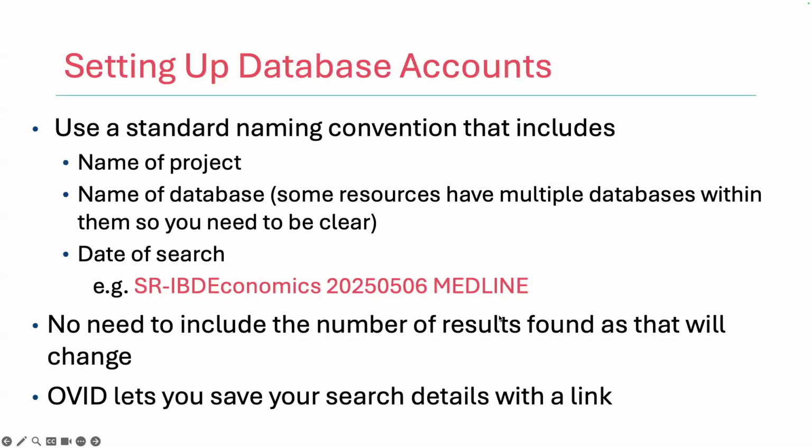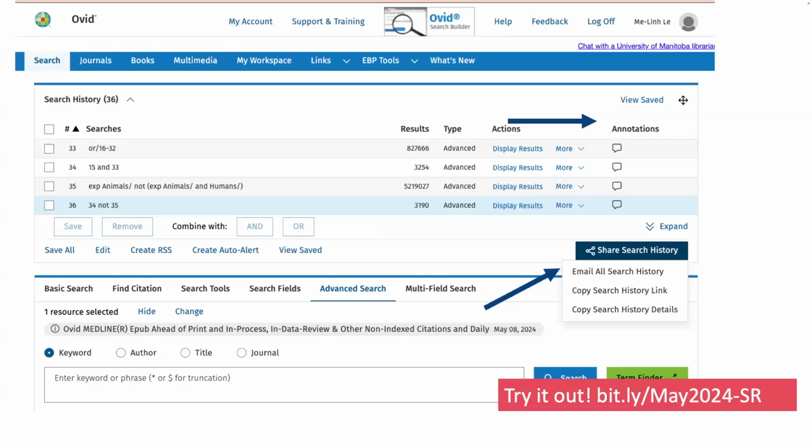You don't need to include how many results you found because that will change over time. You're going to keep that somewhere else. It doesn't need to be in the name of your saved search. So this is an example of an Ovid search in Medline. You can see Medline is listed right here.